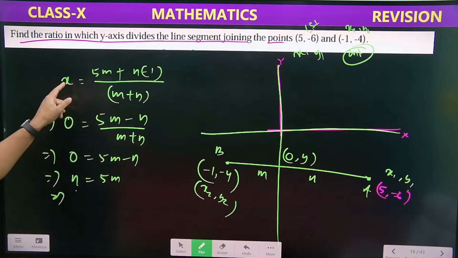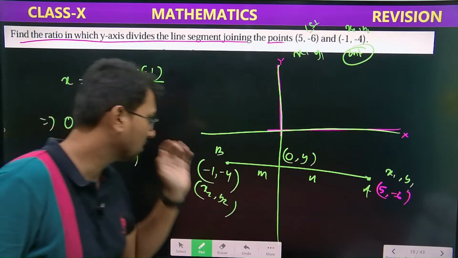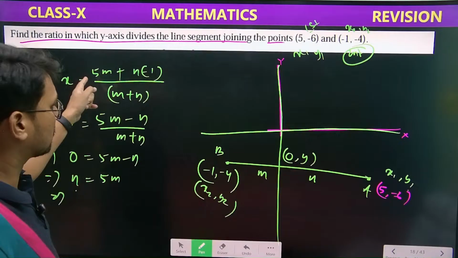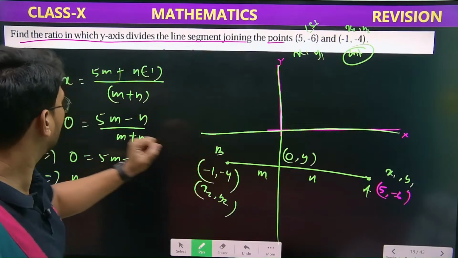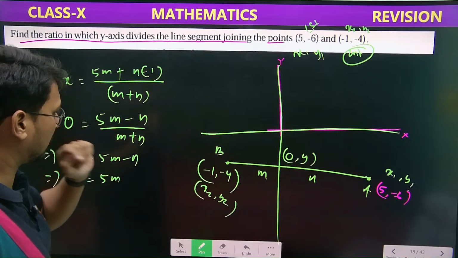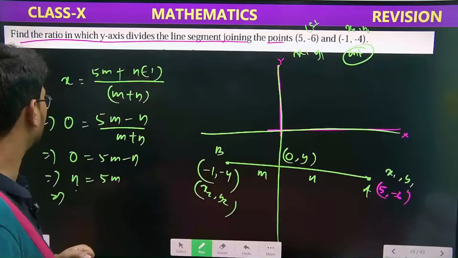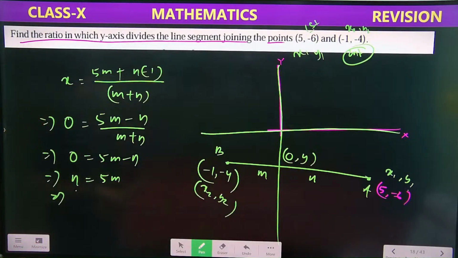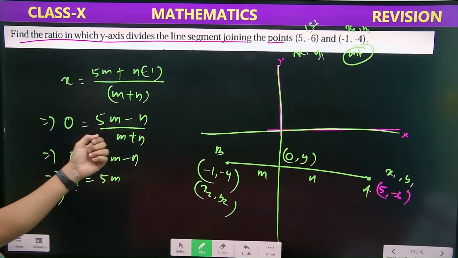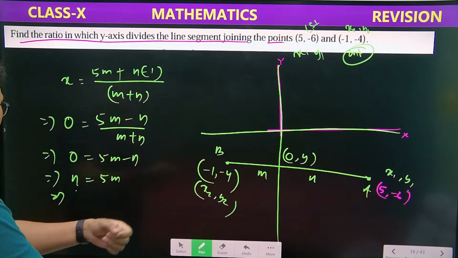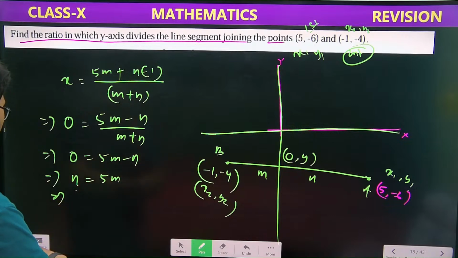mx plus ny, how much is it? 0. So 5 into m, correct, and then n into -1, correct. So 5m minus n, how much is 5m minus n? 0. So 5m equals n, and m by n is 1:5 coming.